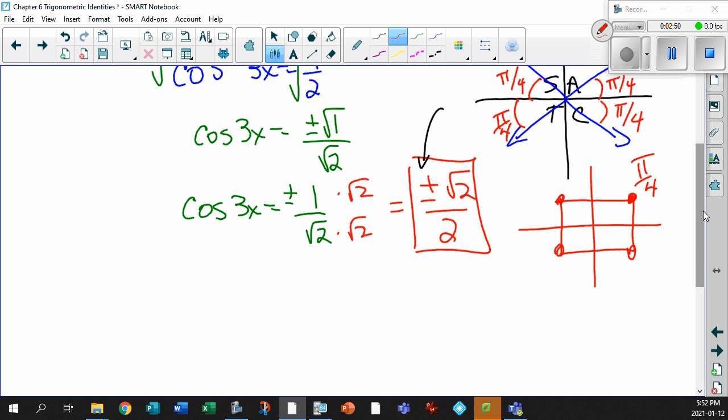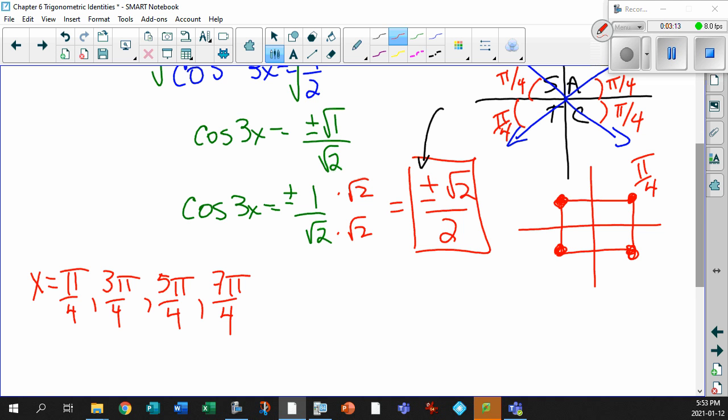Okay, so let's write this down. Our reference for our first rotation then is pi over 4. Our second reference, of course, is 3 pi over 4. That's this corner right here. Our next one, yup, you got it, 5 pi over 4. And finally, our last one, which is here, which is 7 pi over 4. That's rotation number 1. But remember, this is for 3 rotations.